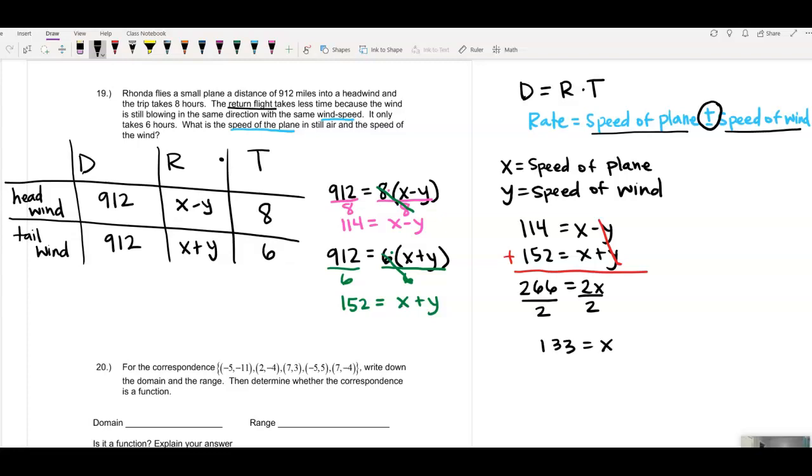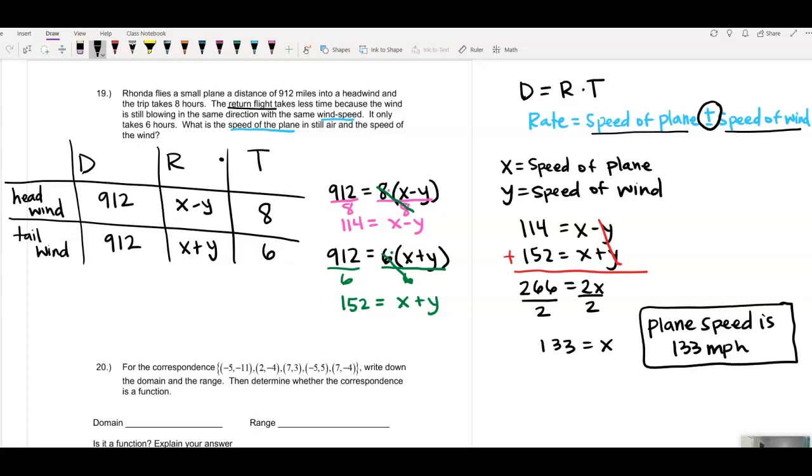So what did I just find there? What does that 133 represent? That's the speed of the plane. Yeah. That's the speed of the plane. Plane speed is 133 miles per hour. All right, so that's part of my answer.